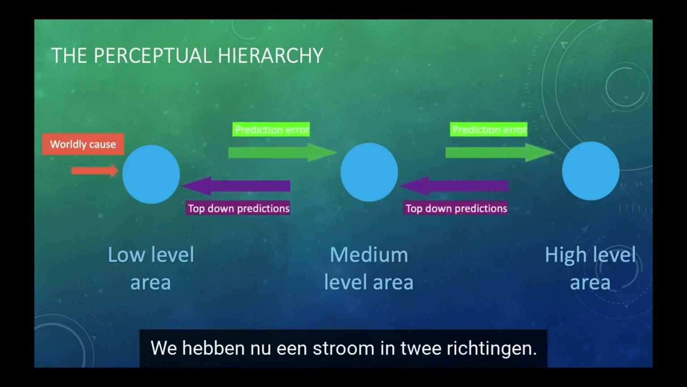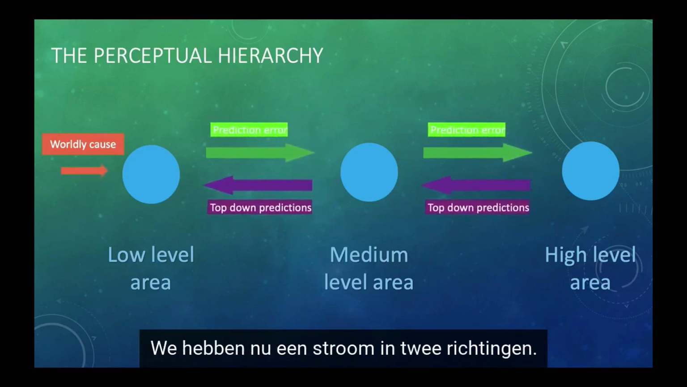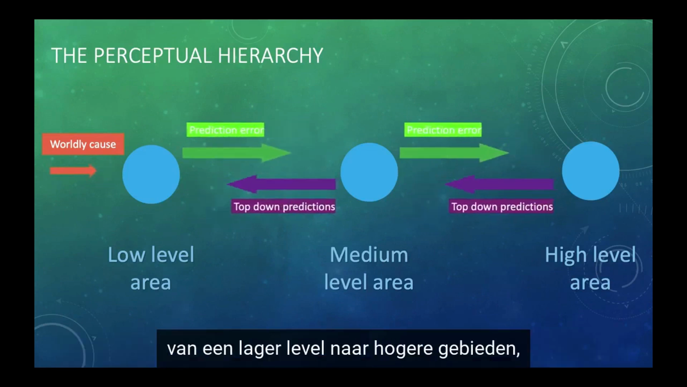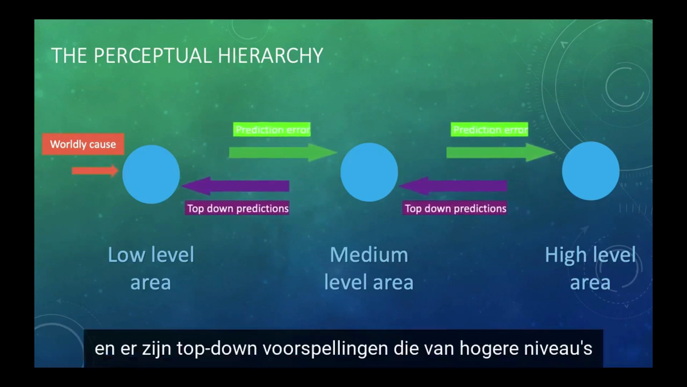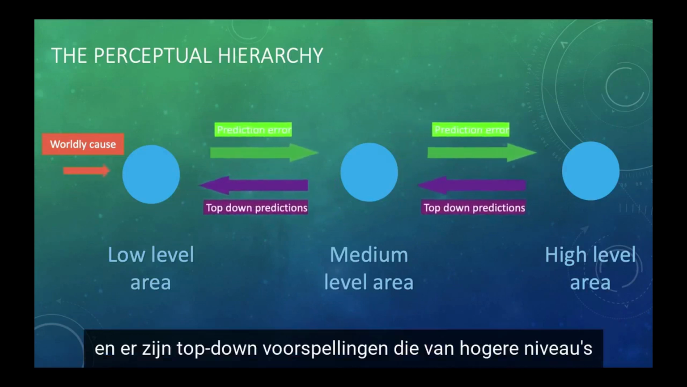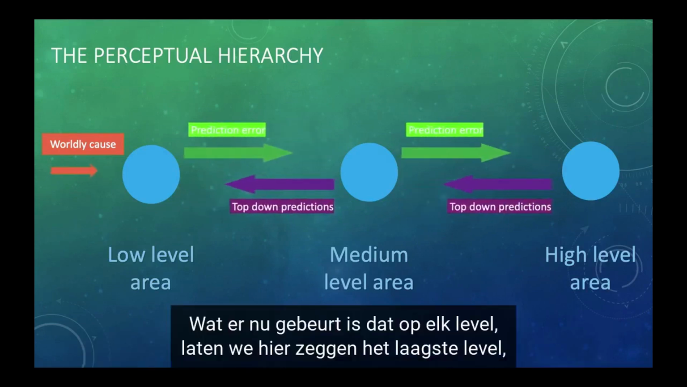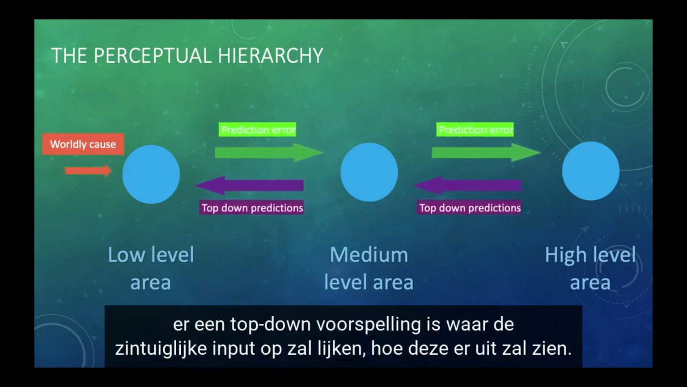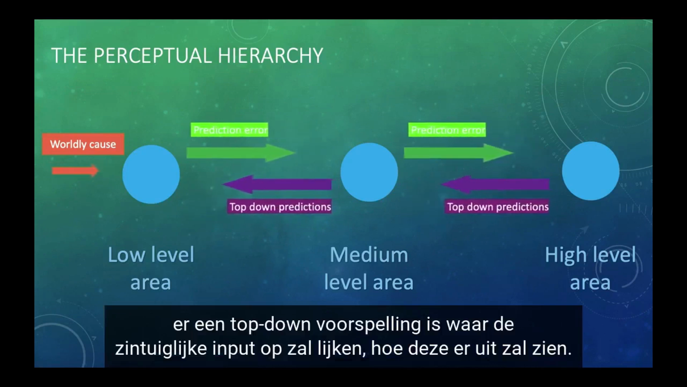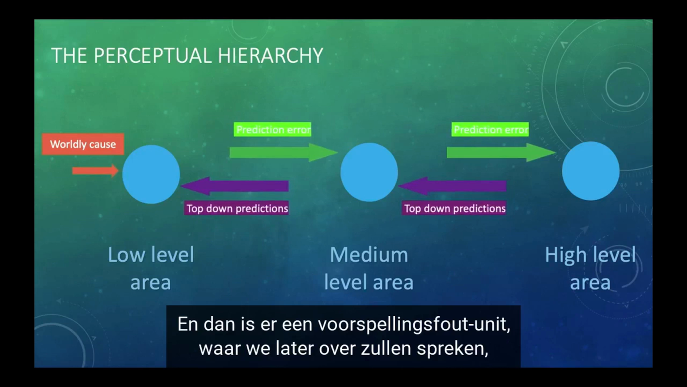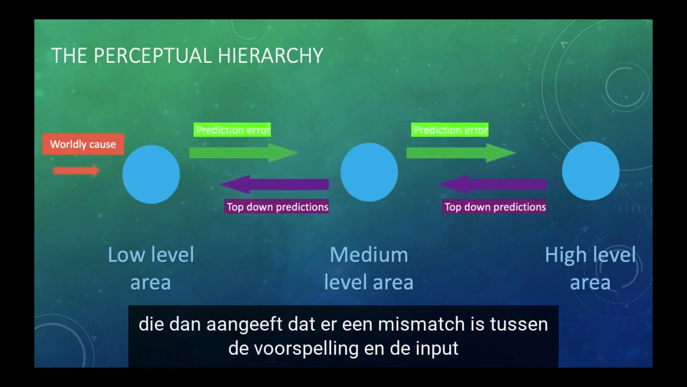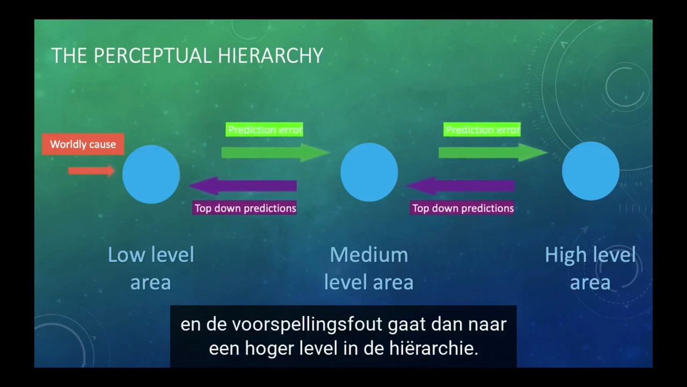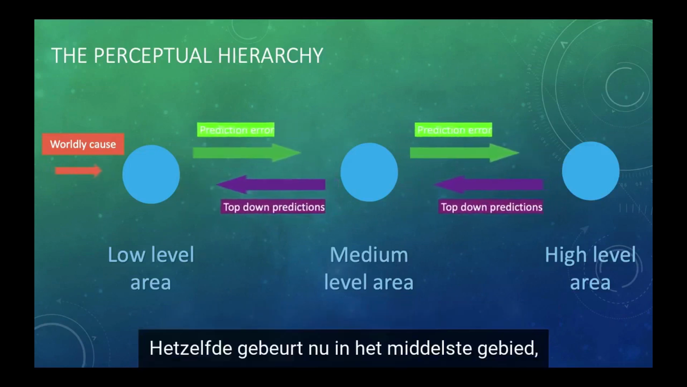And then we have this two-way flow. We've got prediction errors going up the hierarchy from low levels to higher areas, and top-down predictions coming from high levels down to low levels. At each level, let's say at the lowest level, there's a top-down prediction of what the sensory input is going to look like. Then there's a prediction error unit, which we'll talk about later, which says there's a mismatch between the predictions and the input, and the prediction error goes up to the next level in the hierarchy. The same thing happens again in the middle area.